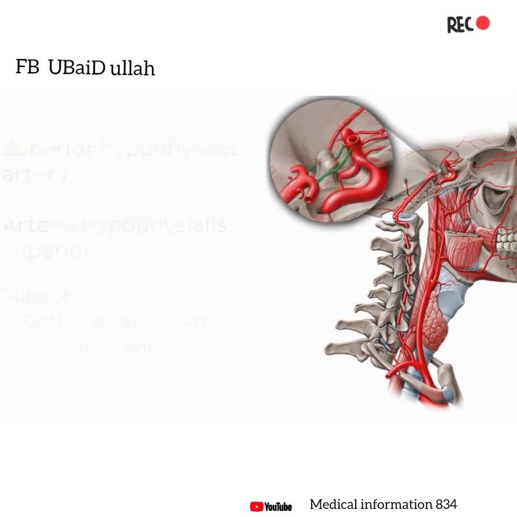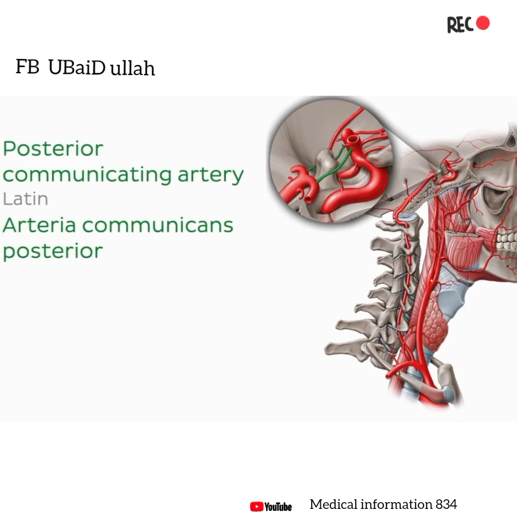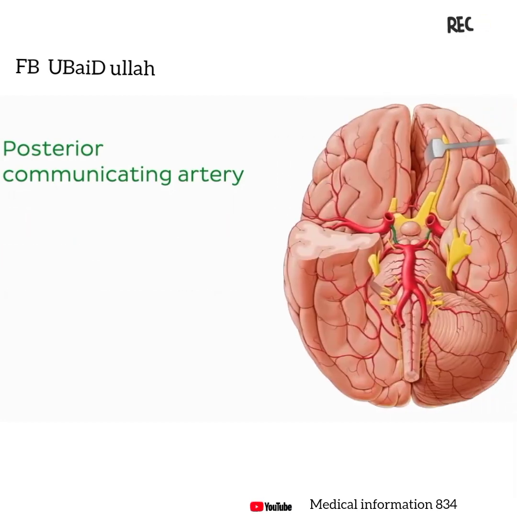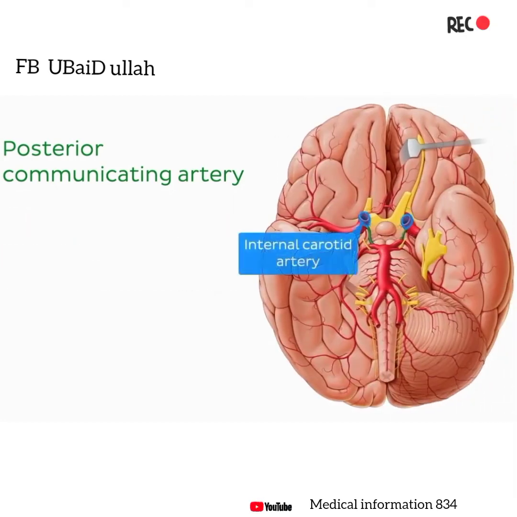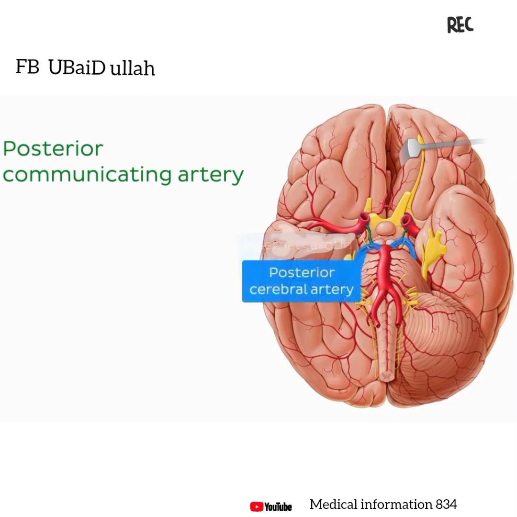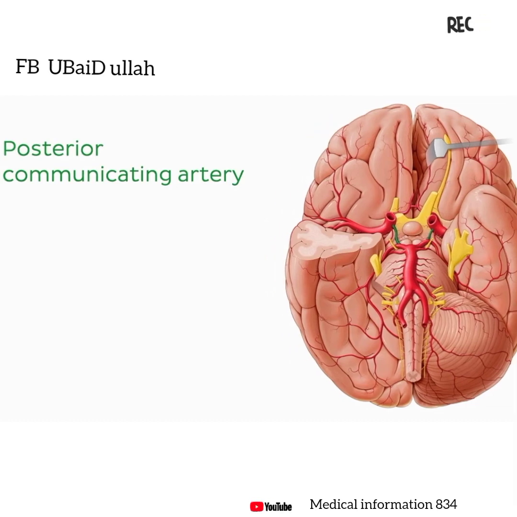Moving on to the terminal C7 segment of the internal carotid artery, the next vessel we're going to look at is the posterior communicating artery. Also sometimes referred to as PCOM, this vessel forms an anastomosis between the internal carotid artery and the ipsilateral posterior cerebral artery, completing what's known as the circle of Willis. When you study the vessels associated with the vertebral artery, you will come across this vessel again and learn a little more about its importance.